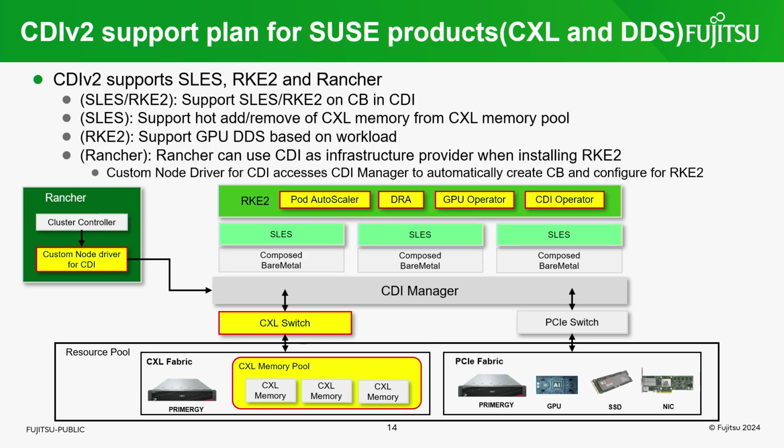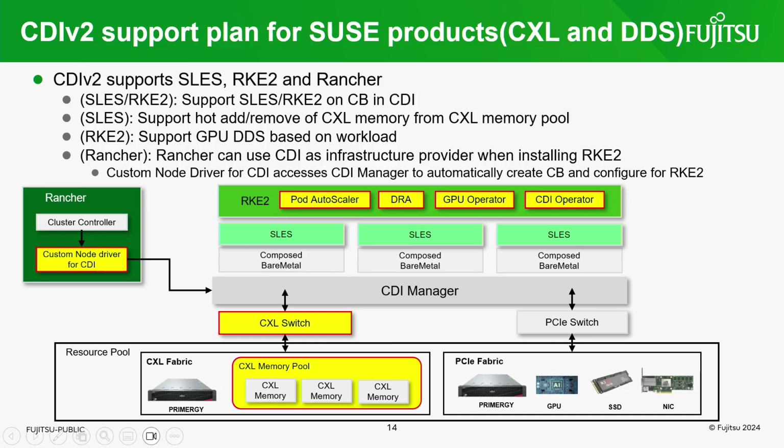Okay. Next, I explain our support plan for SUSE products in CDI version 2. Our target products are SLES, RKE2, and Rancher. SUSE users will be able to run SLES and RKE2 on composed bare metal, and will be able to leverage CDI features. Regarding SLES, we will be able to use CXL memory pooling. And regarding RKE2, we will be able to use the GPU dynamic device scaling feature.